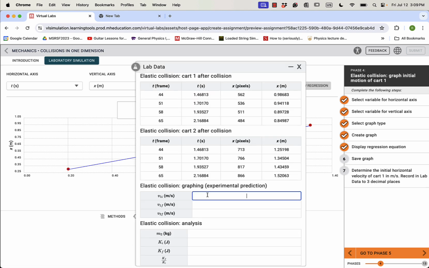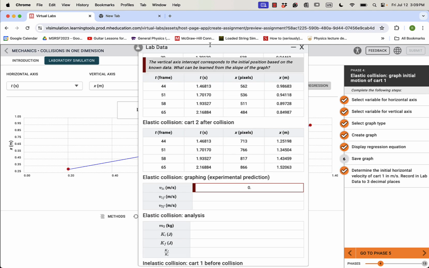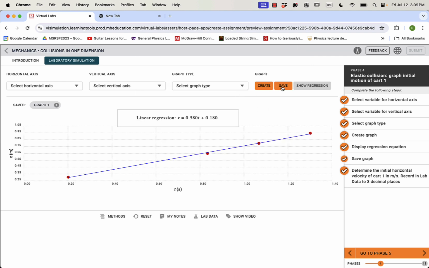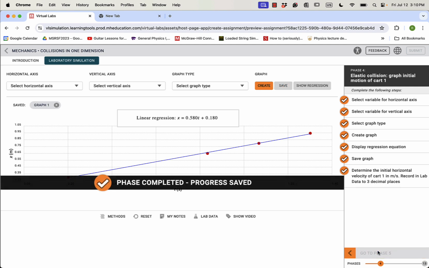So initial velocity of the first cart is 0.580. Okay, and you can save that graph. Let's go to phase 5.